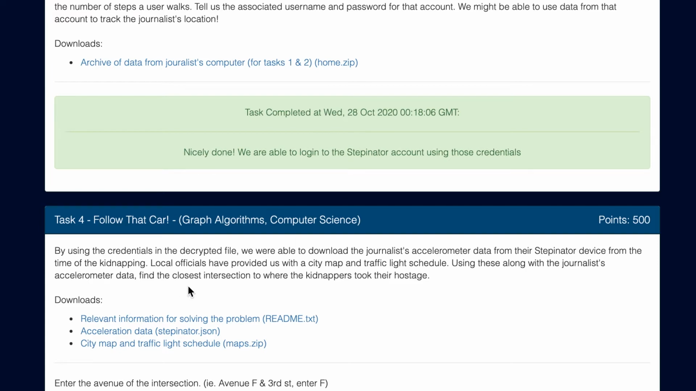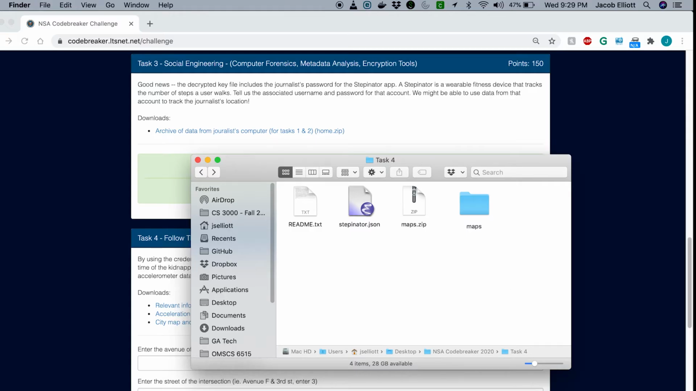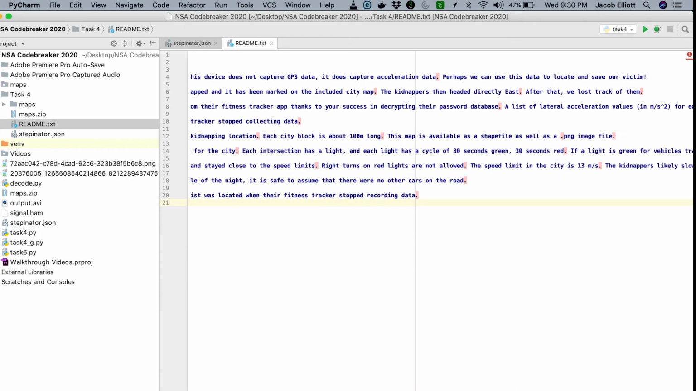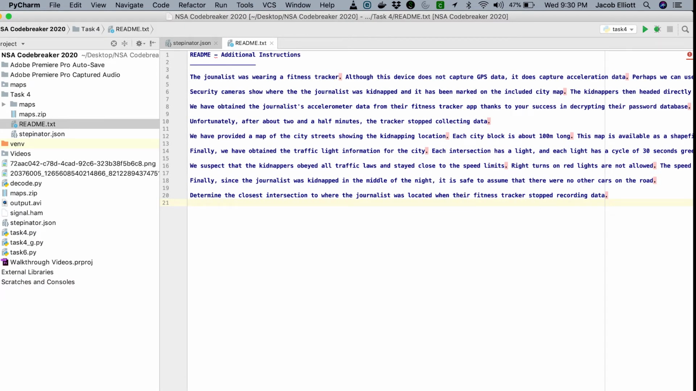They provide us with a couple of different files here: the readme.txt with additional instructions, the acceleration data itself, and a city map and traffic light schedule. When we look at the readme, it explains that the device doesn't capture GPS data, but it does capture one data point per second for the current acceleration being experienced by the journalist wearing the fitness tracker. So we can break down that data to try to figure out where the terrorists took the journalist after they were kidnapped.